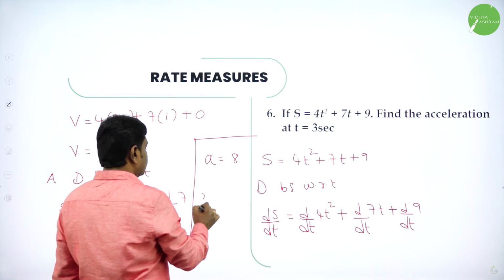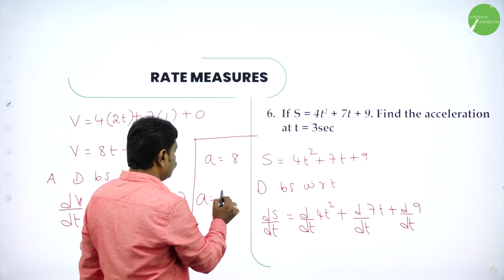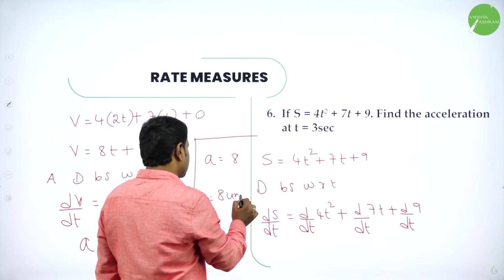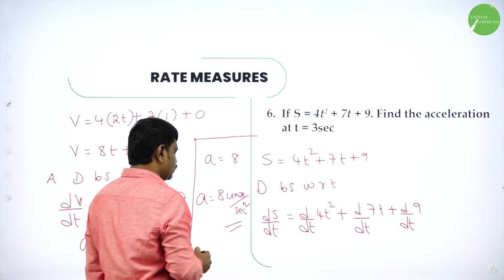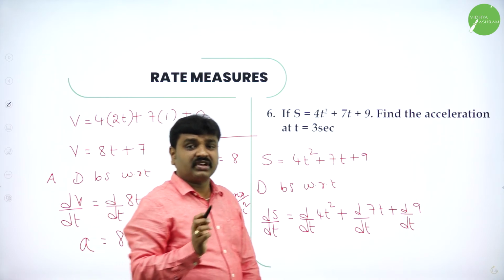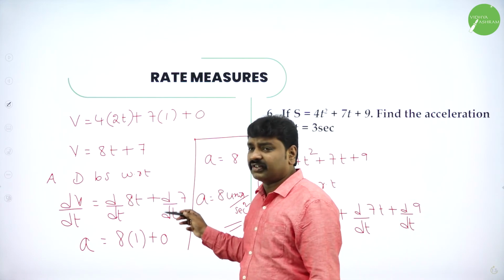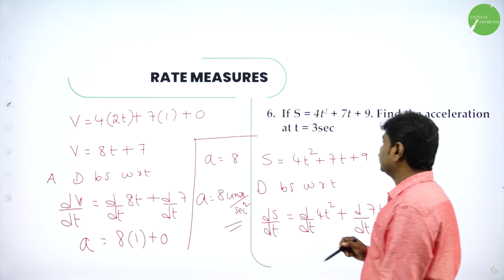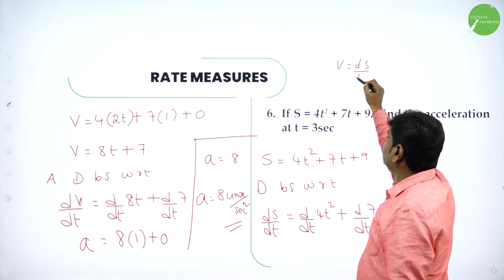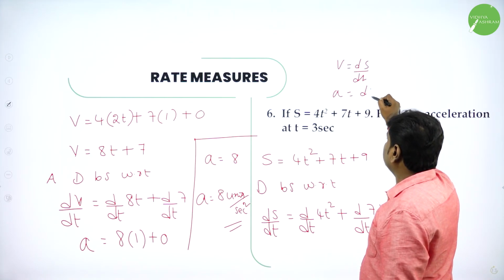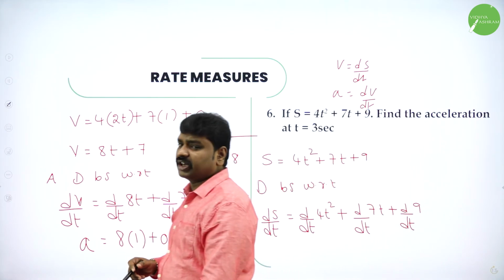So you found the acceleration, 8 units per second square. Acceleration is measured in per second square. If distance is in meters, we say 8 meters per second square. What is acceleration? The rate of change of velocity. Differentiate the velocity. How do you get velocity? Differentiate the distance. So v is ds by dt and a is dv by dt. After you get v, again differentiate, the double derivative, and put in the time value, whatever they give.